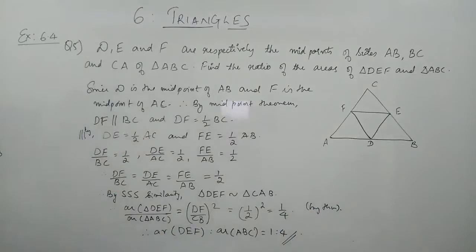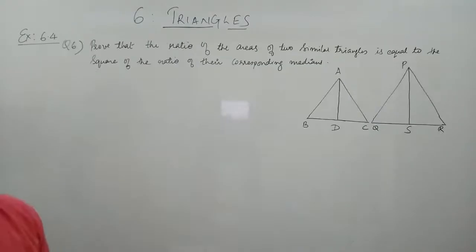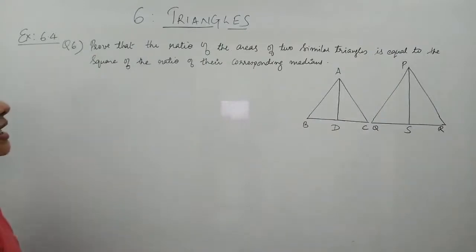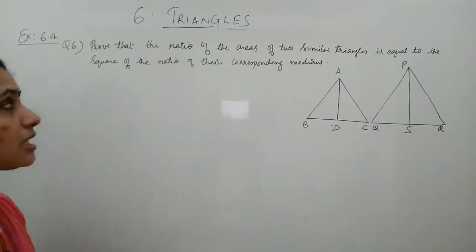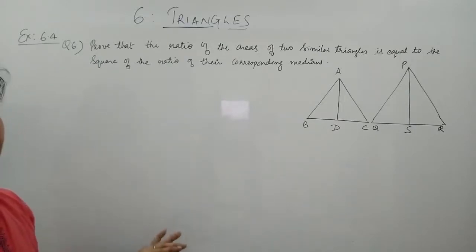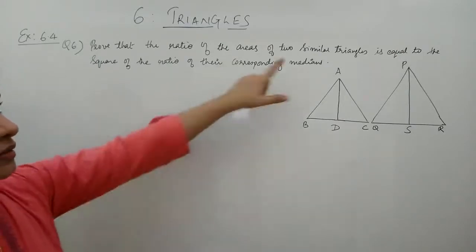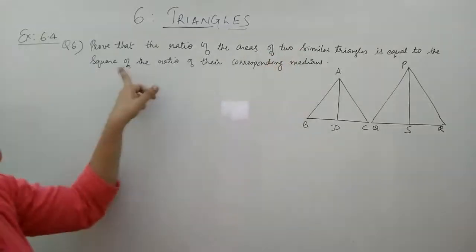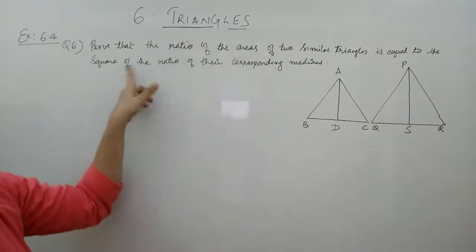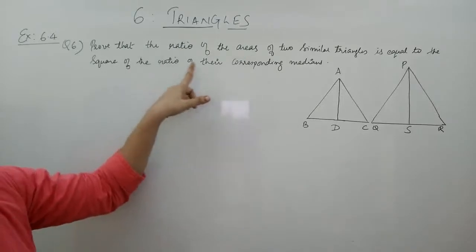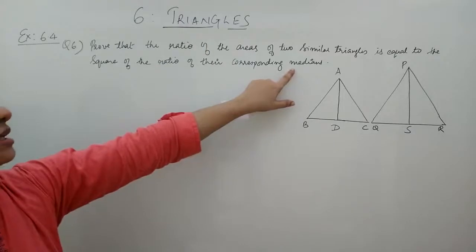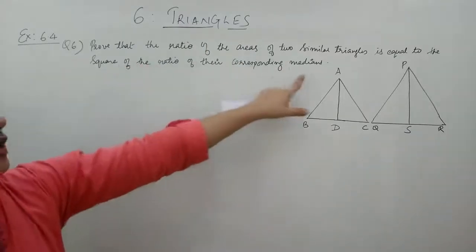Okay, so this you got by theorem. This concept. Is it clear? Question number 6 is, prove that the ratio of the areas of two similar triangles is equal to the square of the ratios of their corresponding medians. We know that if the triangles are similar, the ratio of their areas will be equal to the square of the ratio of their corresponding sides. Here we have to show that it is equal to the square of the ratios of their corresponding medians.